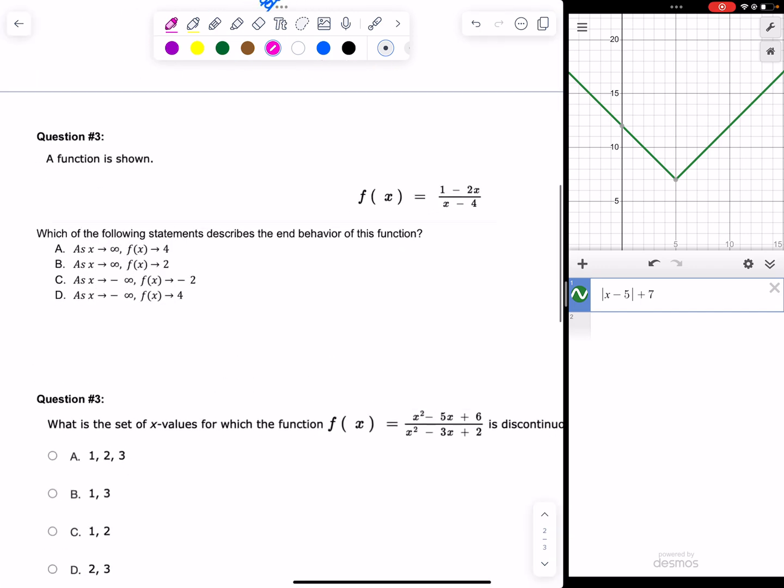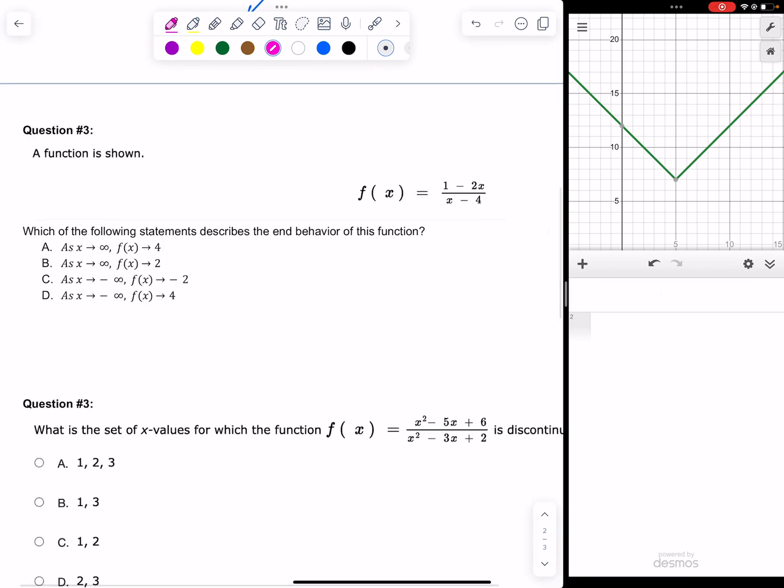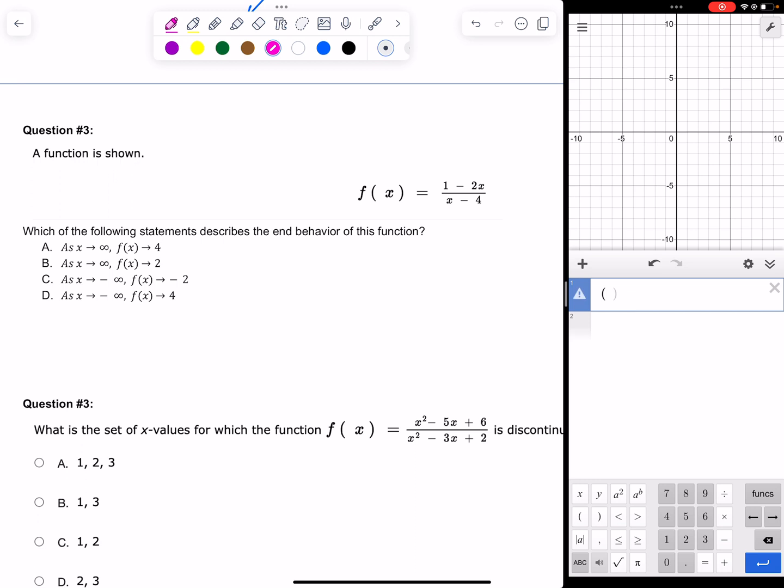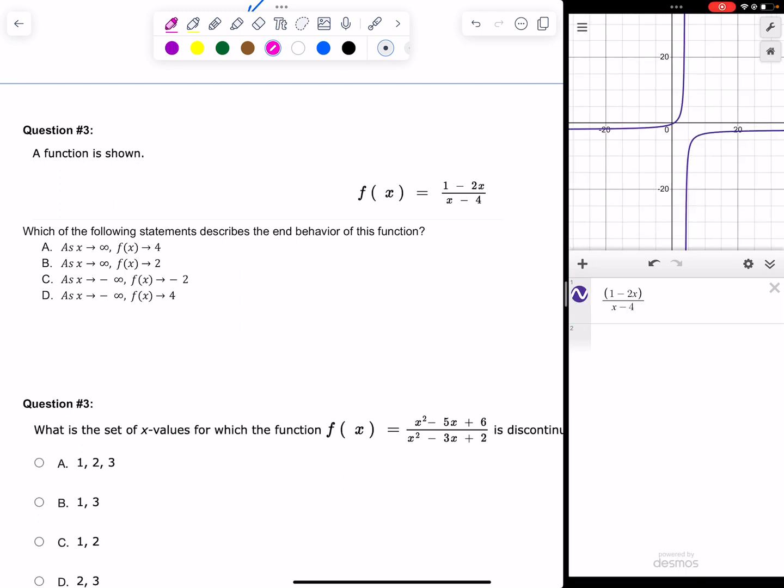Now let's look at number 3. A function is shown. Which of the following statements describes the end behavior of this function? So again, let's type this in Desmos and take a look. So we have 1 minus 2x divided by x minus 4. So I'm just going to draw a quick sketch of what's happening. So let's see, it goes here. Actually, I drew that wrong. Let me fix it. It goes below the x-axis.